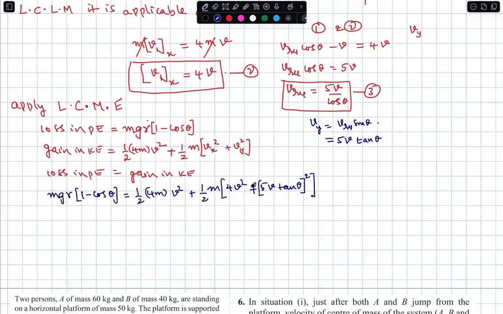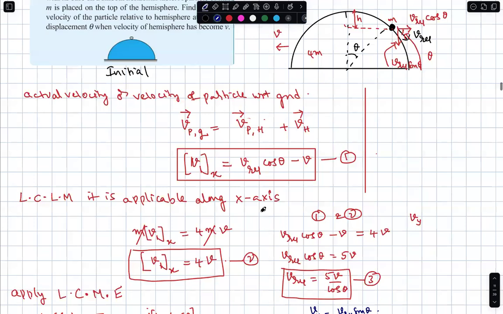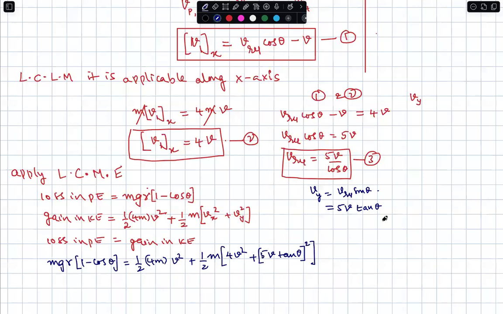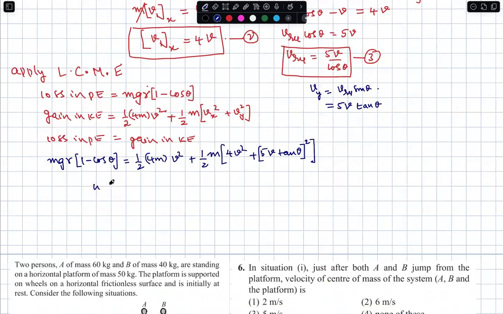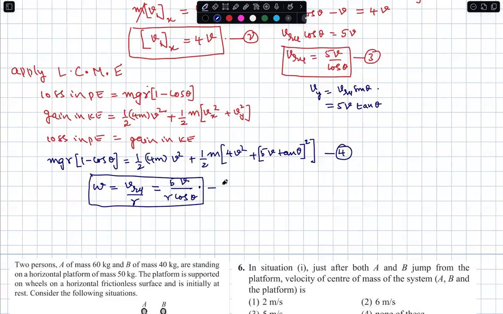By the way, what do we want right now? They are asking for the angular velocity. So what is angular velocity? Omega is nothing but V relative by R. What is V relative now? Just now we have identified it is 5V by cos theta. This is the other part. Remember, this is equation 4 and this is equation 5.